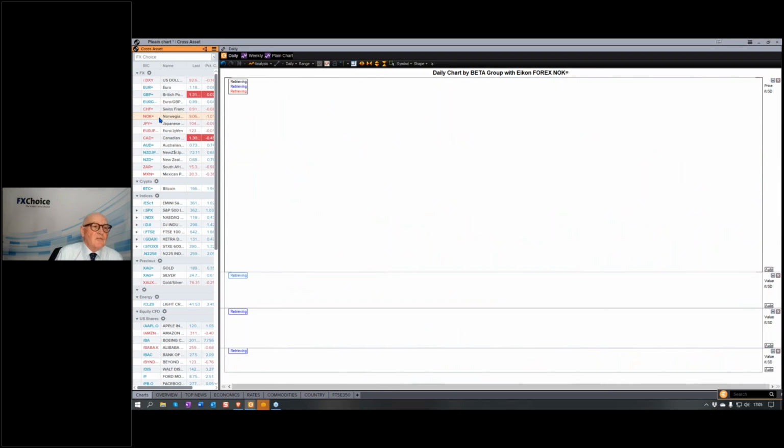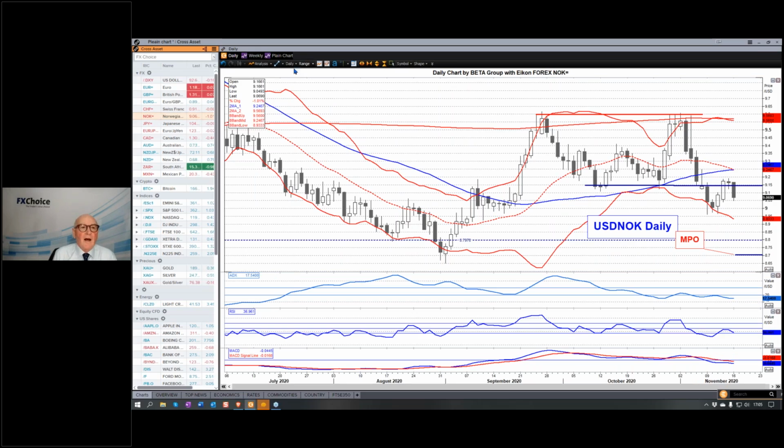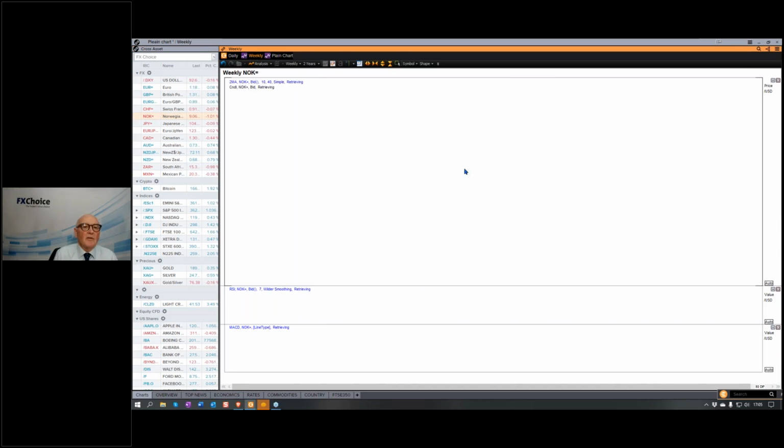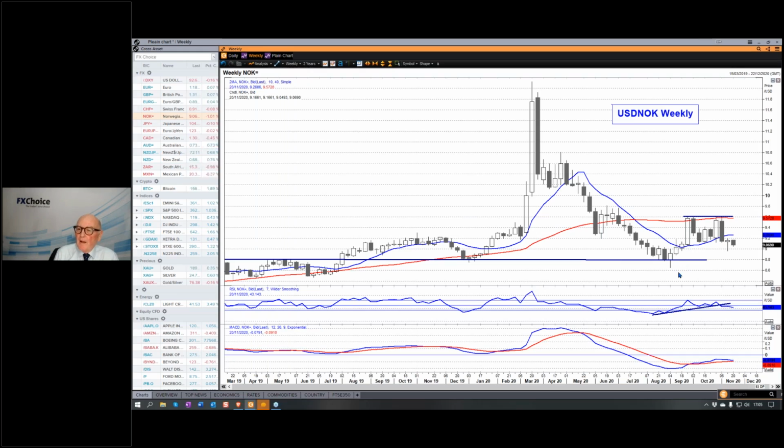Let's look at the Norwegian crown. Now this is somewhere. Let's look at the weekly one first. It's the US dollar here, so moving down is Norwegian crown moving up. We've had those two tops in there on a weekly basis. I think we've got a double top in play. We're breaking the pullback between the two highs here.